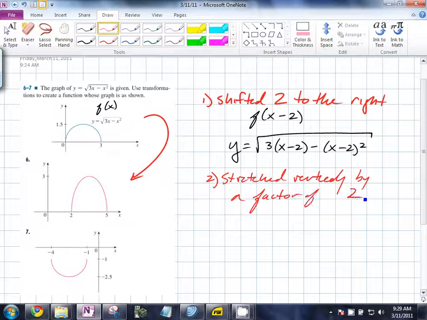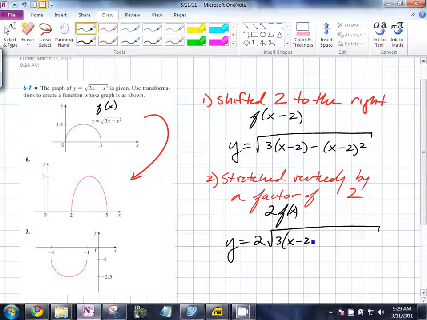So what do you have to do to the function? It'd be 2 times f of x. So what do we think the function is? 2 times the square root of 3(x minus 2) minus (x minus 2) squared. Yeah, you don't have to multiply it out. Just keep it like this. That's fine. Alright.